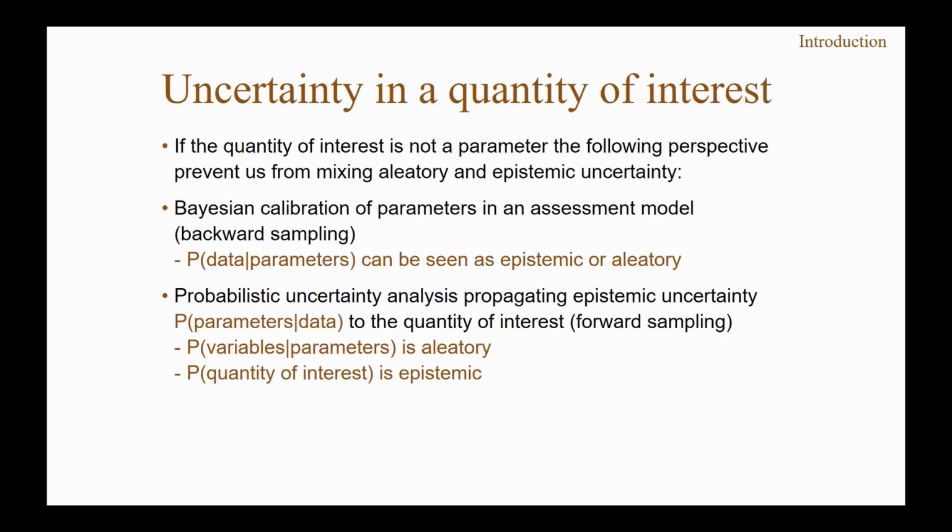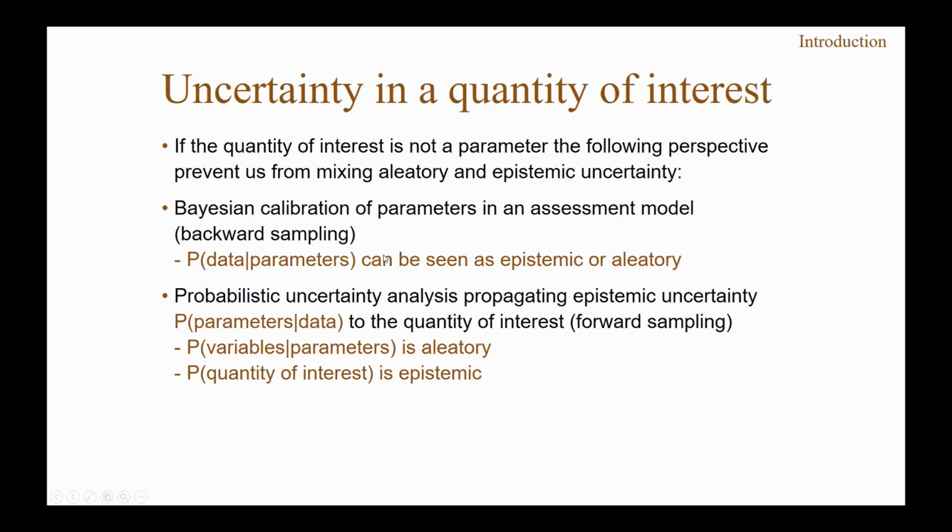All right. So if the quantity of interest is not a parameter, like mu or sigma, then if we have this perspective, it will prevent us from mixing aleatory and epistemic uncertainty. So first of all, we take our assessment model, and then we do something which I call Bayesian calibration of the parameters. This could be like backward sampling or inverse modeling or Bayesian updating. So one is having whatever data we can get hold of. We specify models for how data has been generated. And whether this is seen as epistemic or aleatory is not that important at the moment, I think.